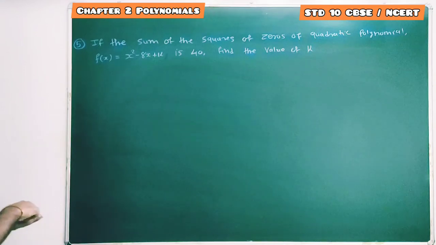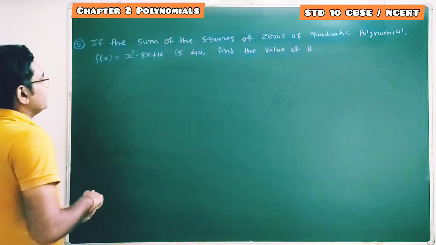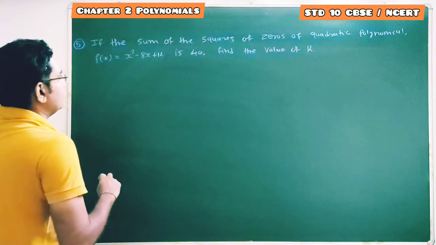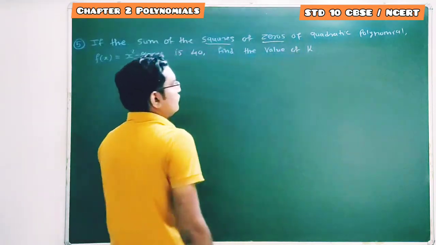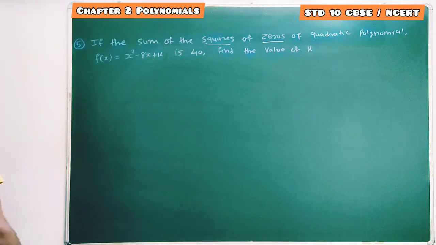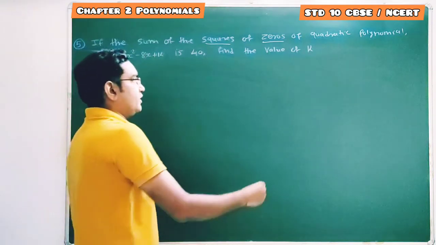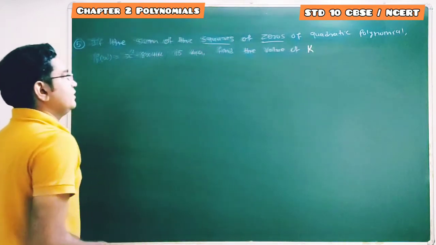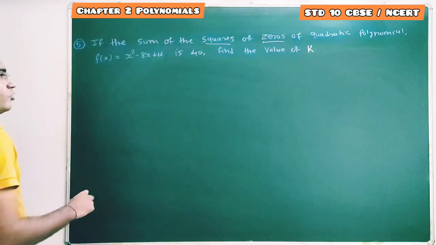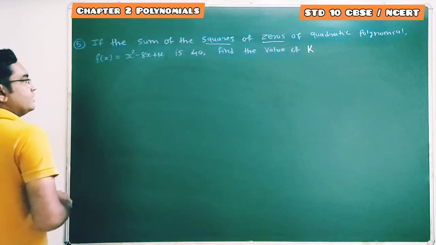Okay students, last question, question number 5. If the sum of squares of zeros of a quadratic polynomial is 40, find the value of unknown k. Done? So here we are given one quadratic polynomial. The sum of squares of zeros is 40, find the value of k.